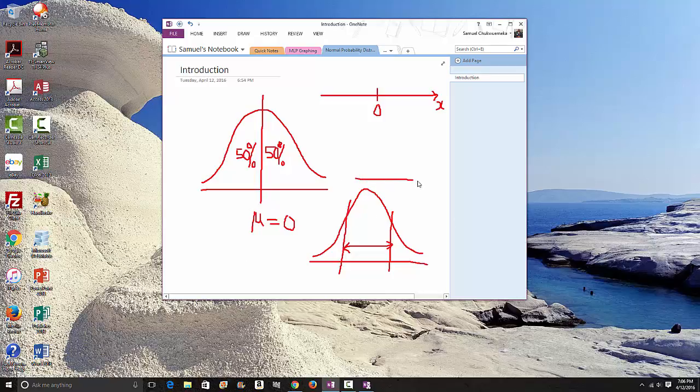Okay, any normal distribution curve at all is symmetrical about the mean. The mean is at the center, and the area of the left half is equal to the area of the right half.